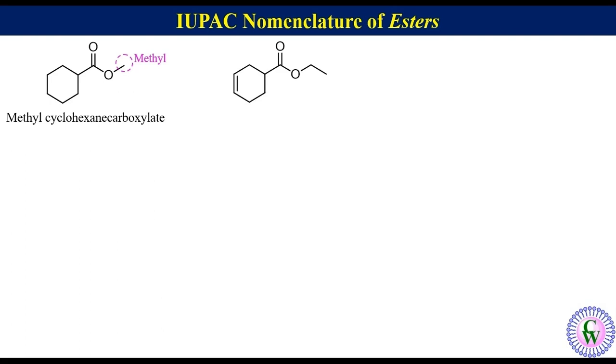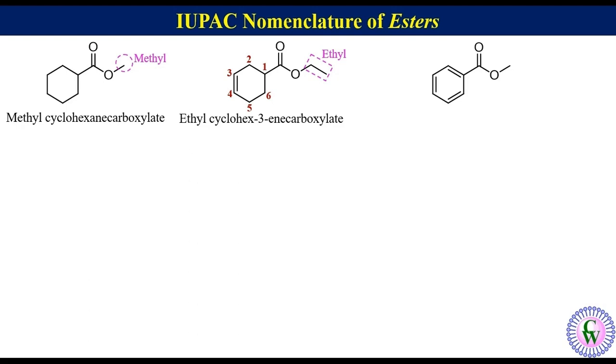Another example. This is an example where R group is cyclohexene. R prime is ethyl. Numbering the parent ring will be 1, 2, 3, 4, 5 and 6 like this. As we can see that the position of first carbon of alkene is 3. So the IUPAC name will be ethyl cyclohex-3-ene carboxylate.